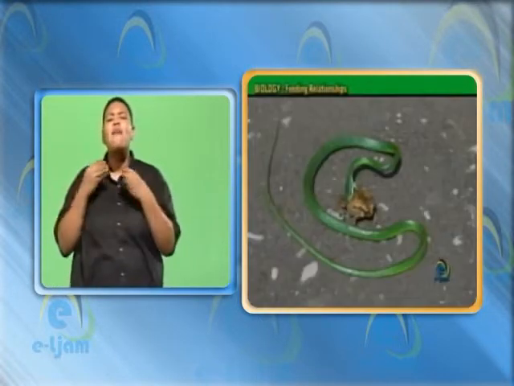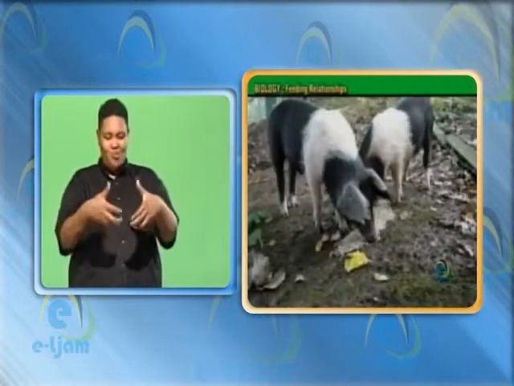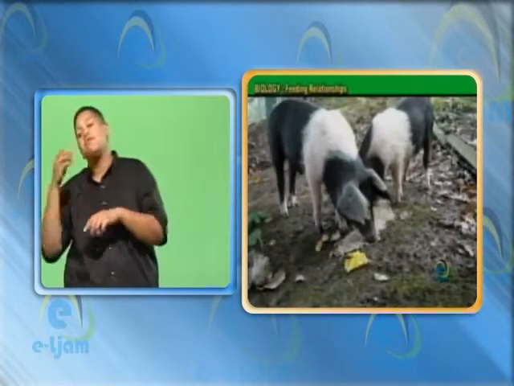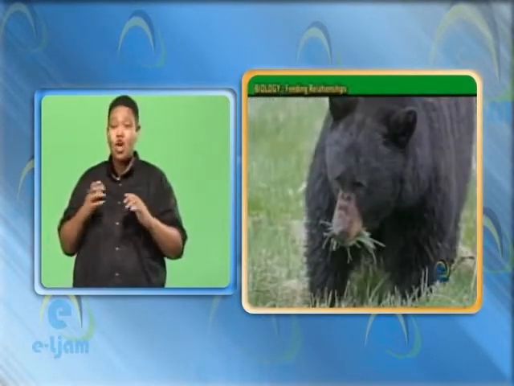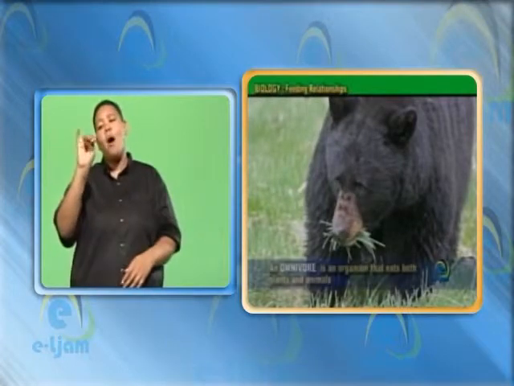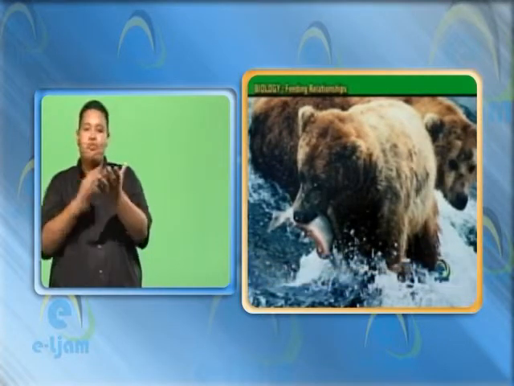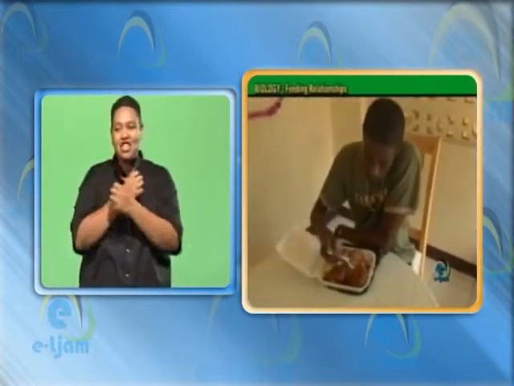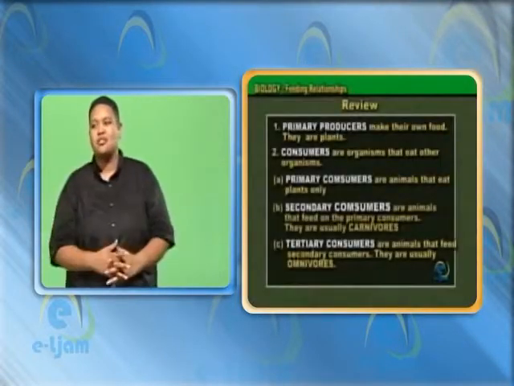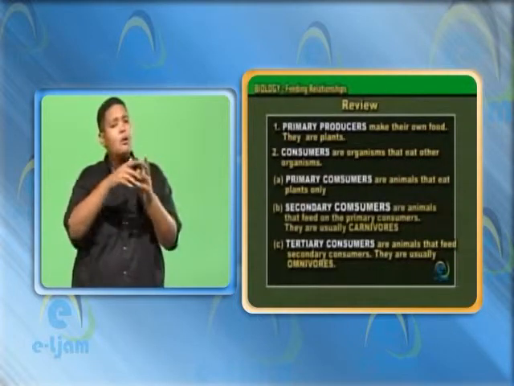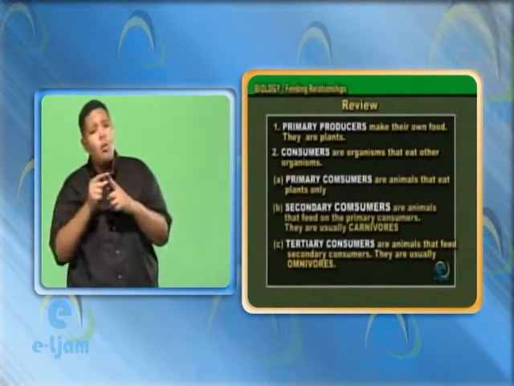Tertiary consumers are animals that feed on the secondary consumer. They feed on all types of food. Some tertiary consumers are omnivores. An omnivore is an organism that eats both plants and animals. Bears, humans, dog are examples of tertiary consumers. We will use these terms again, so bear them in mind and be ready to use them again.